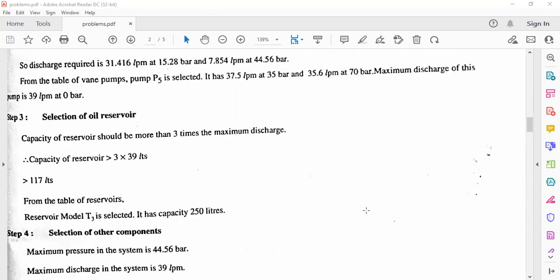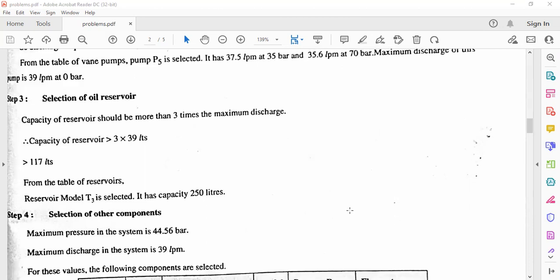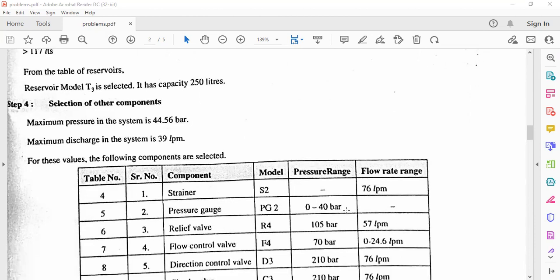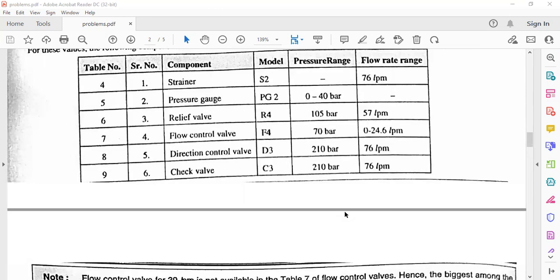Selection of oil reservoir. Capacity of reservoir greater than 3 into 39 liter per second, greater than 117 liters. Selection of other components. Maximum pressure in the system 44.56 bar. Maximum discharge in the system 39 LPM. For these values, the following components are selected.